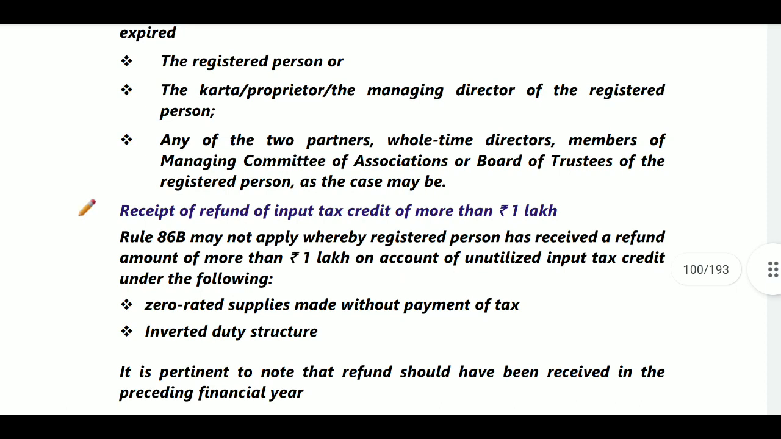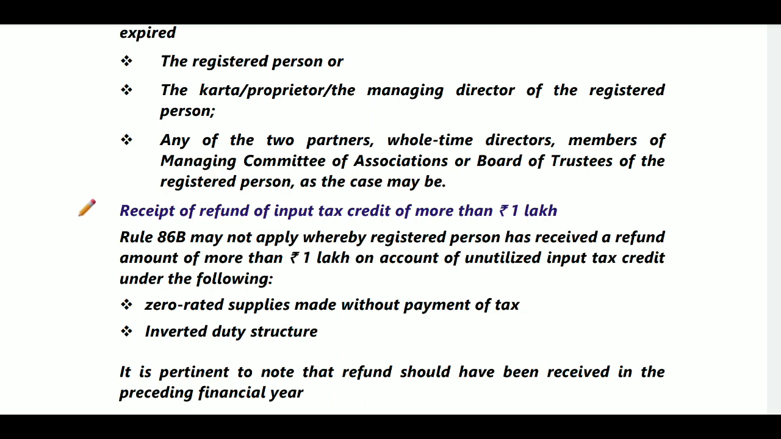Next, receipt of refund of input tax credit. That is, refund of input tax credit for more than 1 lakh. Rule 86B may not apply where the registered person has received a refund amount of more than 1 lakh on account of unutilized ITC under the following cases. That is, zero rated supplies made without payment of tax, and inverted duty structure.